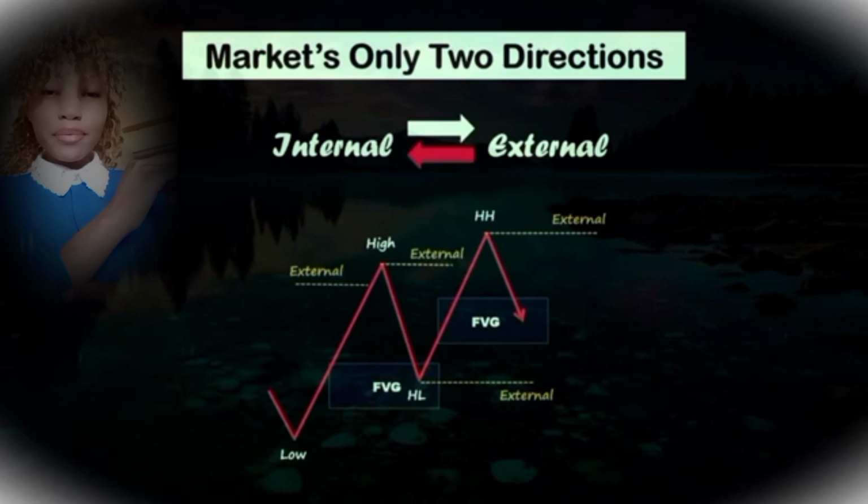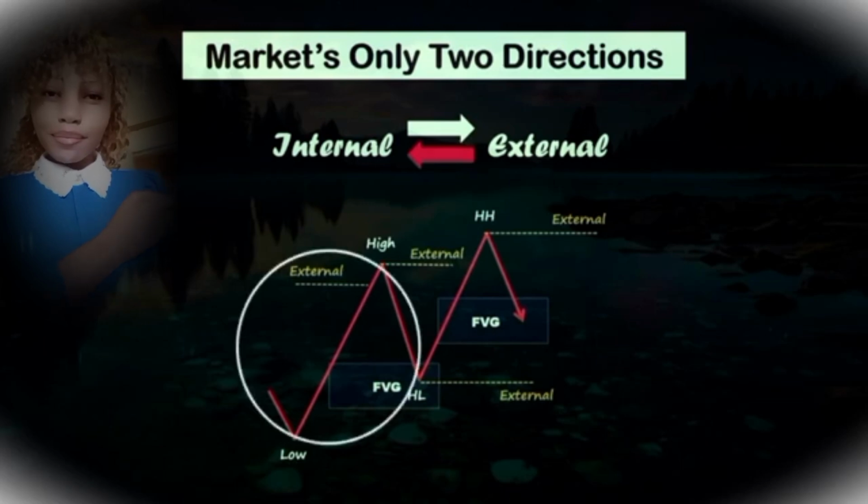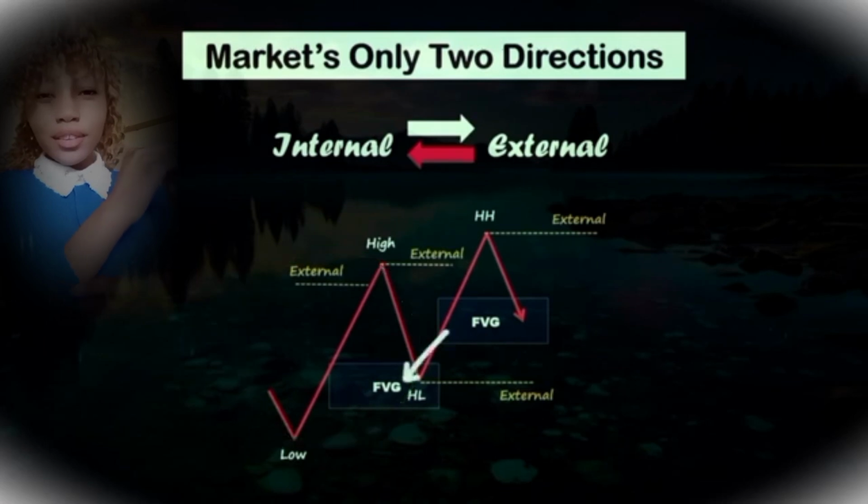If we look at this schematic figure here, it shows a rally wave that moves upward, sweeping the external liquidity gathered above the previous high. After this, the price shifts to internal liquidity indicated by this fair value gap to fill the gaps left behind from internal liquidity. The price transitions back to the external phase.